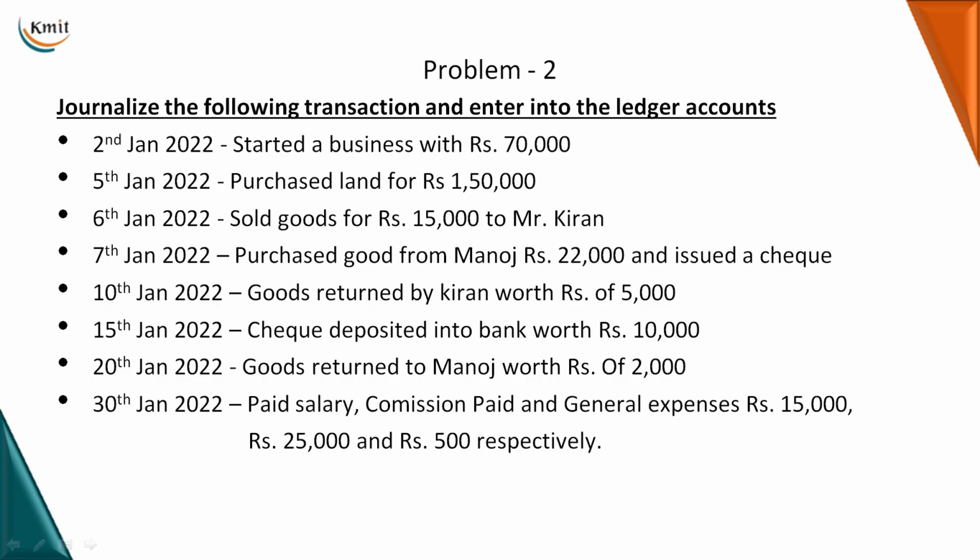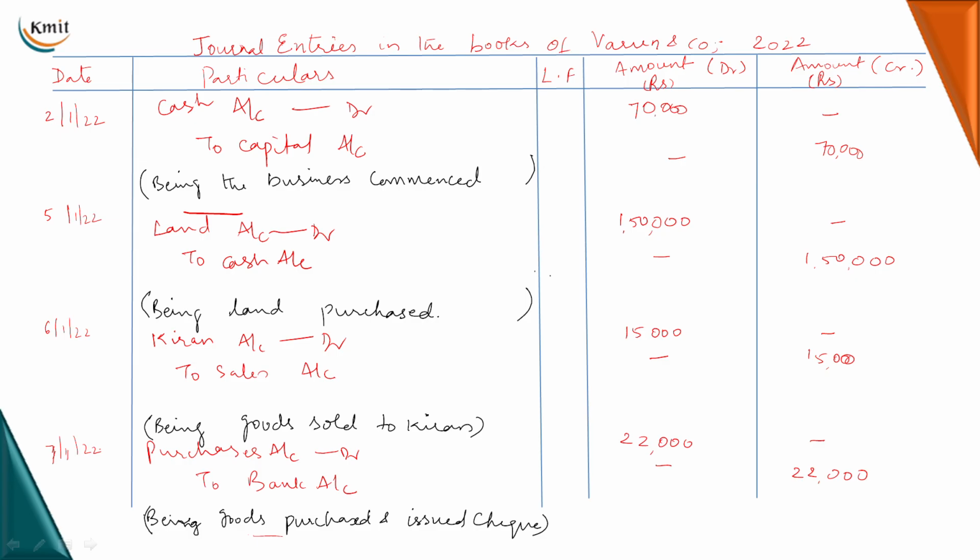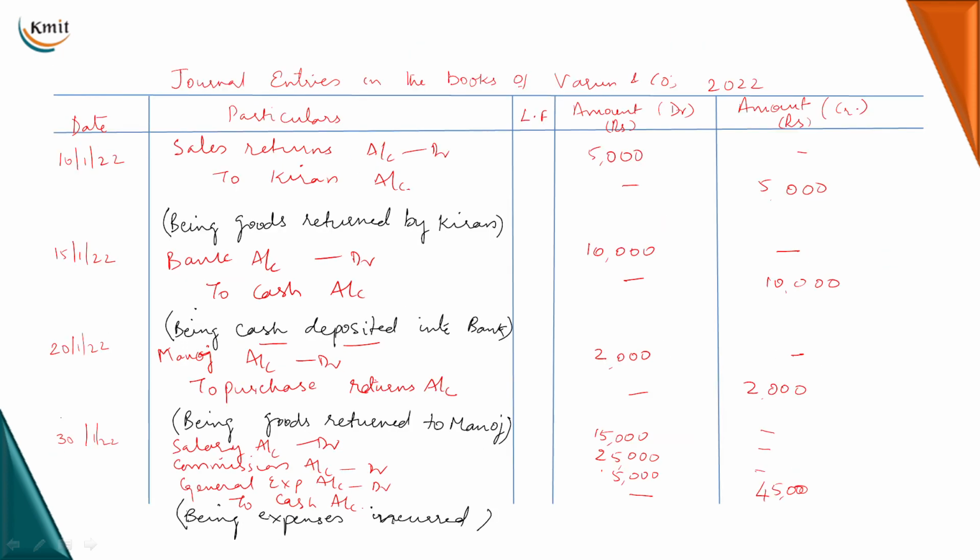Now here we are taking the same problem, the same data for which we have passed the journal entries, so that it will be easy for you to understand how these journal entries are being posted into ledger accounts. These are the journal entries which we have done in the previous session. Right? 8 entries we have done on 8 days of January in the books of Modern and Company. So these journal entries now will transfer into ledger accounts.